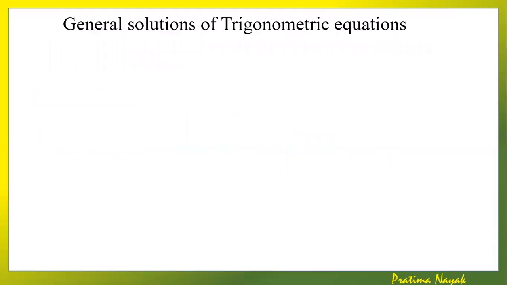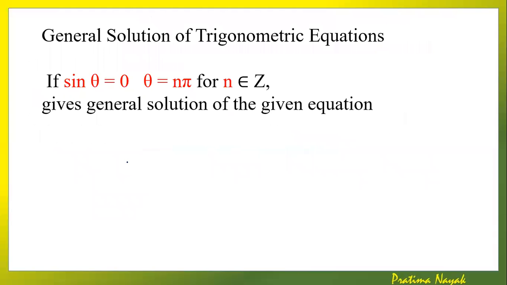General solution of trigonometric equations, we will go one by one. First, if sin theta is equal to 0, then theta is equal to n pi. This is the general solution. You know that if sin theta is equal to 0, then theta is equal to 0 degrees. Theta is 0. That is your principal solution.